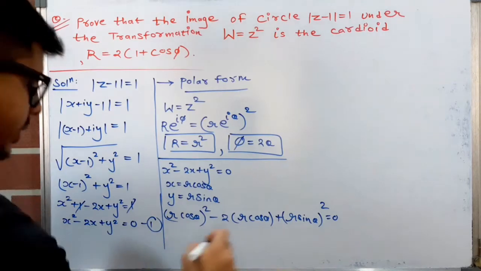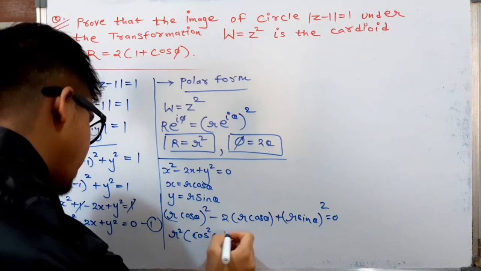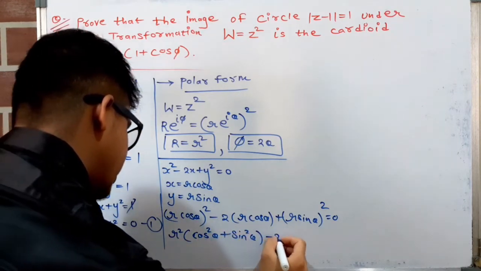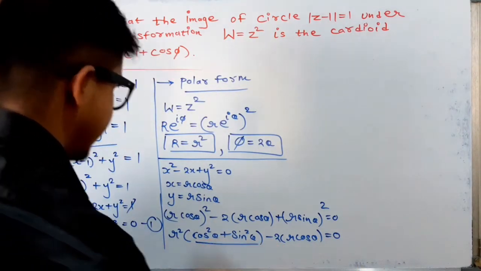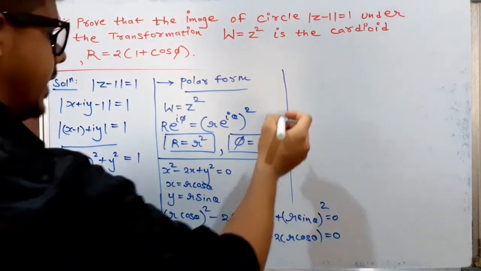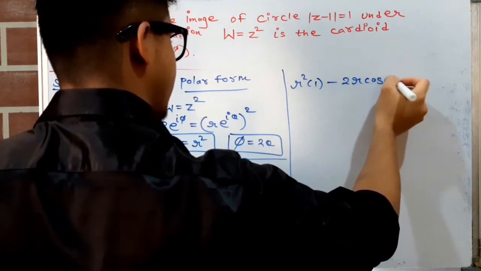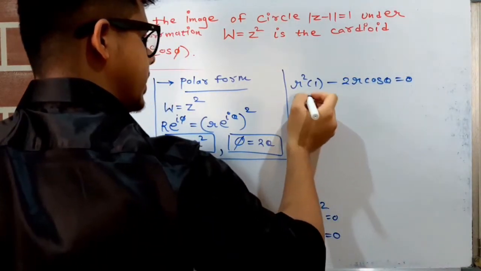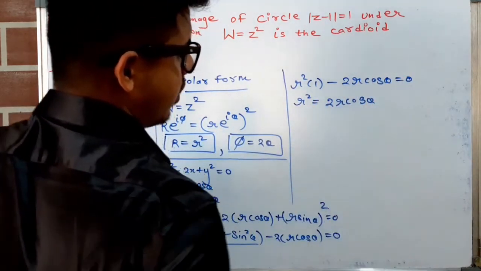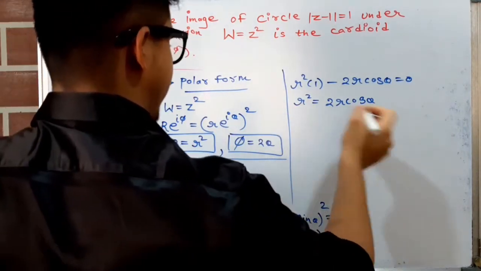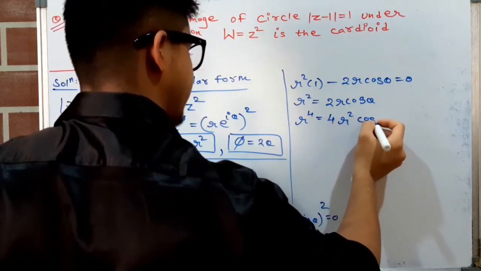Okay, from these two brackets r square is common, so we will get r square into (cos square theta plus sin square theta) minus 2 into r cos theta equals 0. Now we know that cos square theta plus sin square theta equals 1. So we will write here r square into 1 minus 2 into r cos theta equals 0. So r square equals 2 into r cos theta. We can bring this 2r cos theta on the right hand side. Now we will square both the sides. So we will get r raised to 4 equals 4r square into cos square theta.